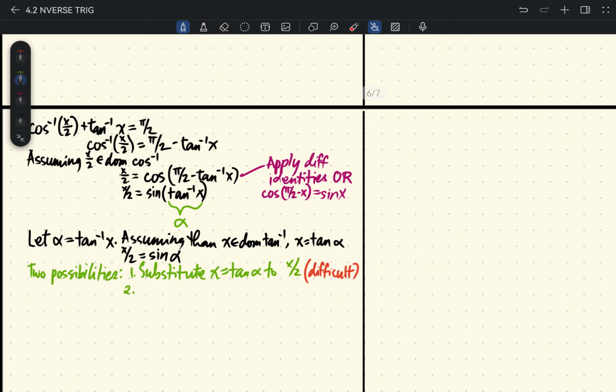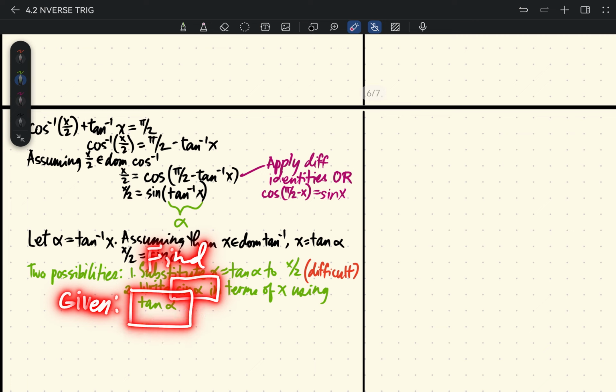However, the second thing that you can do is write sine alpha in terms of x using tangent alpha. And this one right here is quite a familiar territory for us. Because basically, what this one is telling us is to find sine alpha given tangent alpha and a certain condition about your angle.